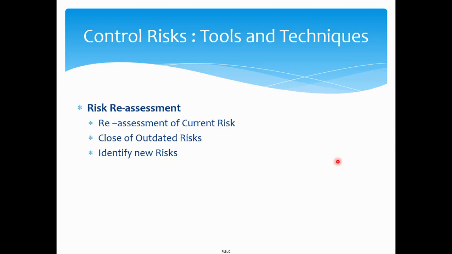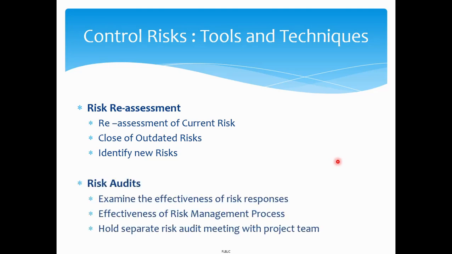The basis of periodic review, if you can remember, was in the risk plan: how frequently the risks are getting reviewed, and who is going to do it. Maybe your enterprise risk team will team up with you to do the risk reassessment. Close any outdated risk; maybe certain risks that we identified are now dormant and no longer valid. Sometimes there can be new risks, obviously, once the project goes on. Those new risks have to come in and be ranked against the already ranked risks.